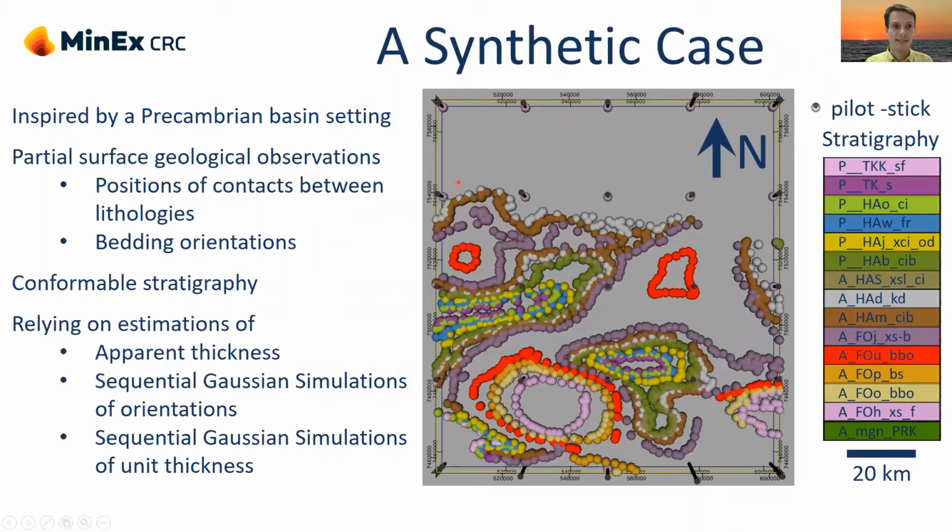I propose to work on a synthetic case. This is inspired by a Precambrian basin setting. So we consider the following stratigraphy here, and we have partial surface geological observations that consist of positions of contacts between lithologies and bedding orientations. To start, we simply assume a conformable stratigraphy, and we rely on estimations of apparent thickness, on sequential Gaussian simulations of orientations, and on sequential Gaussian simulations of unit thicknesses to randomly draw the thickness and conditions of pilot sticks, which are denoted here in pink and are on a regular 5 by 5 grid over this domain.